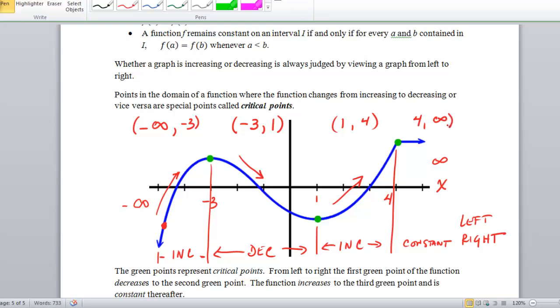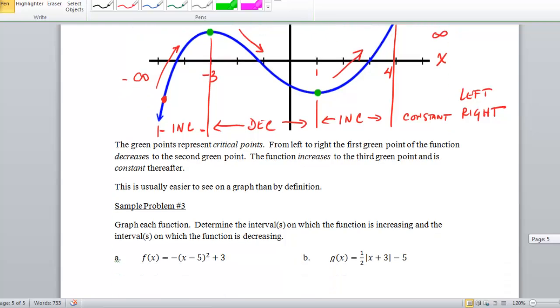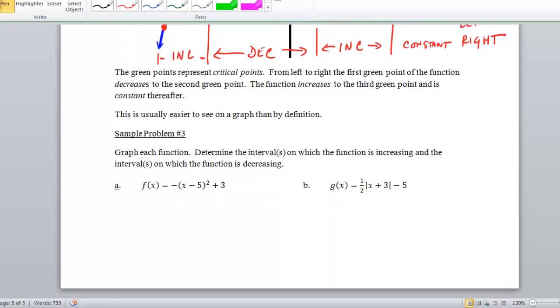Now, the infinity value never gets a closed bracket because of the fact that it's infinity and it can't be equal to infinity. But in this case, we told you the critical points are part of the constant value. And so in this particular situation, the 4 is a constant value at that point, and then it's constant all the way to infinity. So we use a bracket here to include the 4. And so that's something a little different about the constant value as opposed to increasing and decreasing to the critical points. So let's go on down and see if you can see how to do this on a problem.